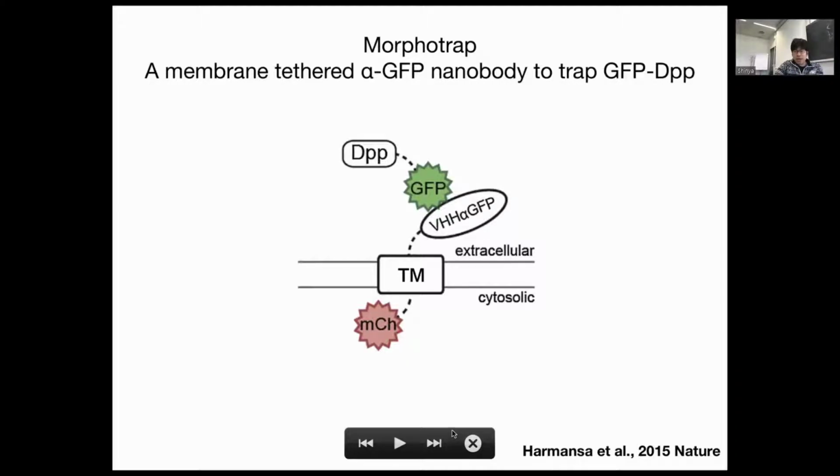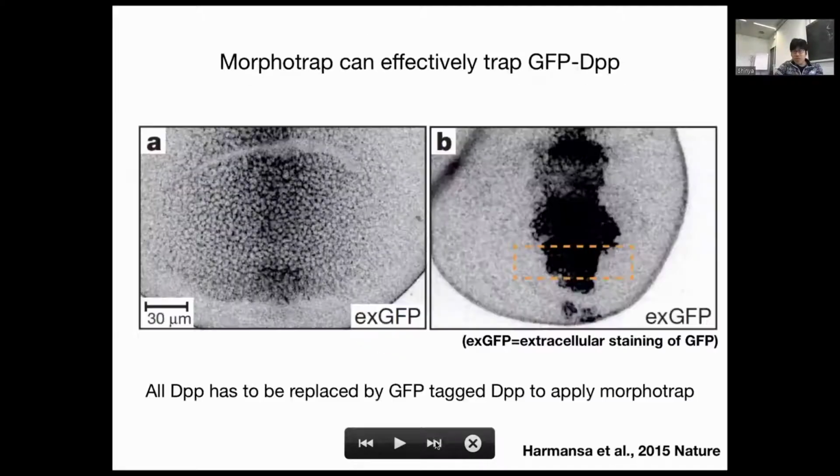So this was done by Stefan, the former PhD student in the lab, and they nicely published it in Nature some years ago. So the system really worked very well. As you can see, in the control, you see a nice shallow GFP-DPP gradient. But when you express this MorphoTrap in the source, here in the middle, you see a strong accumulation of GFP-DPP molecule in the stripe, and thereby blocking the dispersal outside. So this is super good.